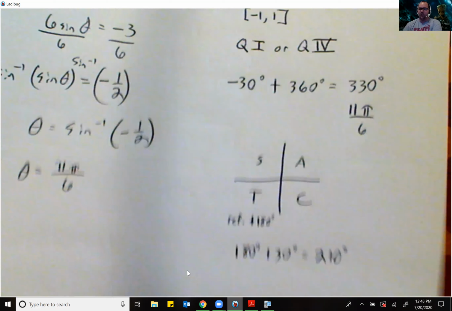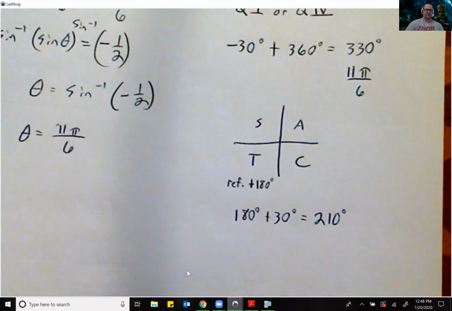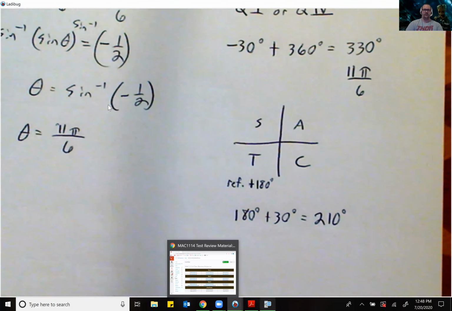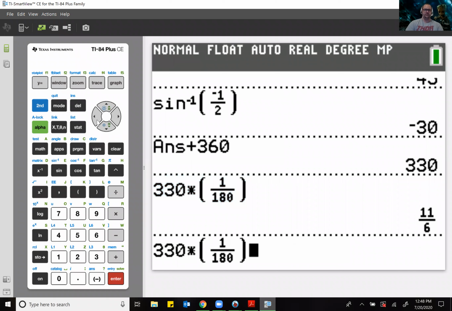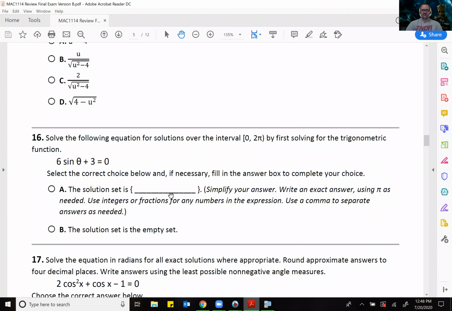But again, we want the radian version of this. So we just go back to our calculator. I'm just going to come up here, change this guy to 210. So that gives us 7 pi over 6. And those are our two answers. That's what they want. In the blank, you will put 7 pi over 6, comma, 11 pi over 6.